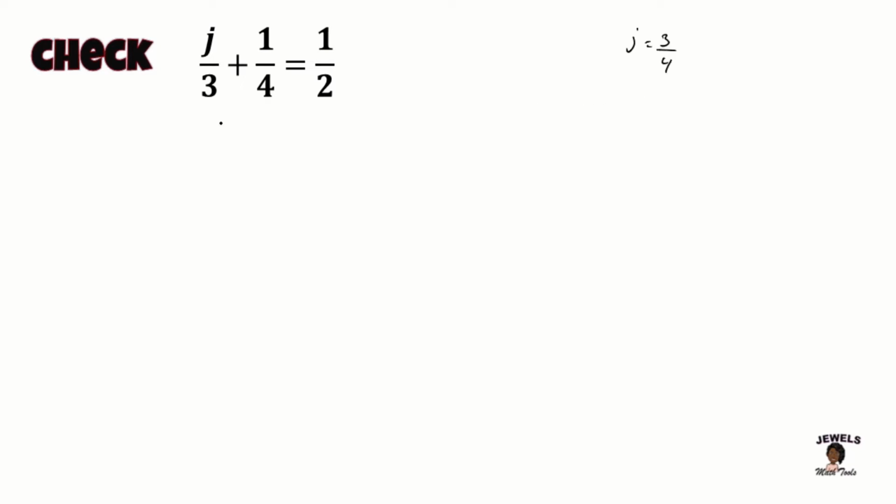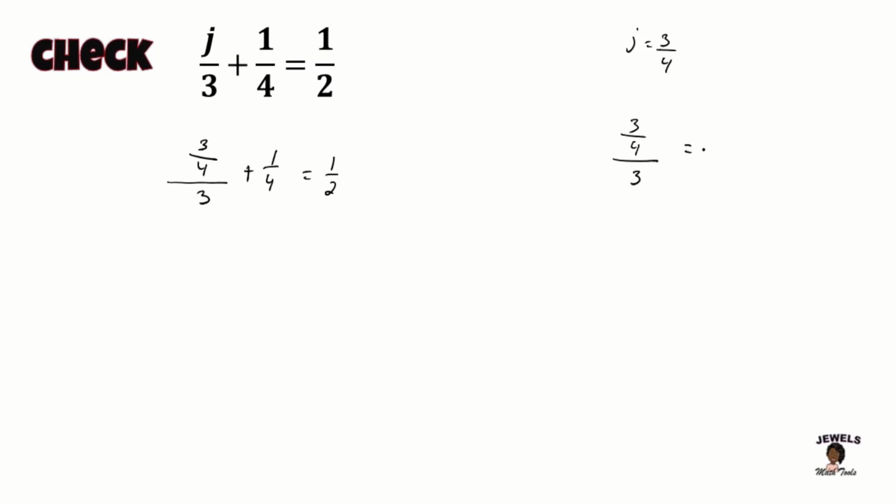That means I'm going to be substituting 3/4 for j everywhere that it appears in the equation. Since j appears in my numerator, I will have 3/4 all over 3 being added to 1/4, which is equal to 1/2. The first thing I'm going to do is simplify my numerators. I will simplify this first fraction with my 3/4 all over 3.